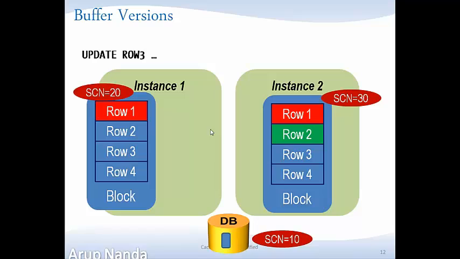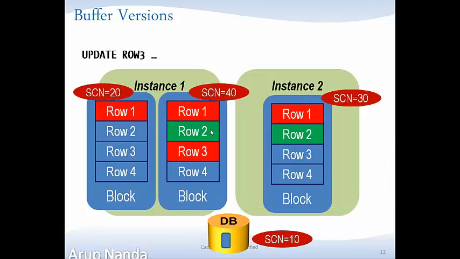When you say update row number 3, the first thing Oracle does is find out which one is the most recent copy of the buffer. Oh, by the way, that happens to be SCN number 30, and that happens to be on instance number 2. So instance number 1 says, hey, instance number 2, give me that copy with SCN number 30. That copy goes over here, and Oracle makes a modification to row number 3. Now that is called SCN number 40. Now I have 4 copies of the same buffer.